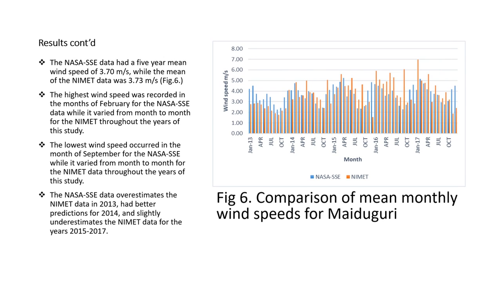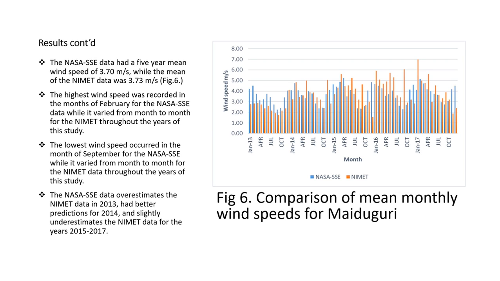Figure 6 shows the comparison of mean monthly wind speed for Maiduguri. The results were as follows. The NASA-SSE data had a 5-year mean wind speed of 3.70 meters per second, while the mean of the NIMET data was 3.73 meters per second.